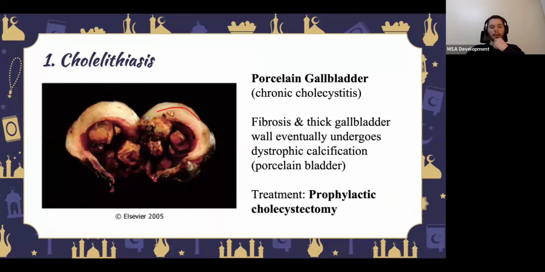But then we have porcelain gallbladder, which is a complication of chronic cholecystitis. We said because of chronic cholecystitis, there is continuous inflammation, fibrosis, and thickness of the gallbladder wall. And eventually, after a while, there could be dystrophic calcification of the gallbladder wall. There will be calcification in the gallbladder wall, and this is what we refer to as porcelain gallbladder. Now, the issue with porcelain gallbladder is that it can develop into gallbladder cancer, and this is why the management of porcelain gallbladder is a prophylactic cholecystectomy.